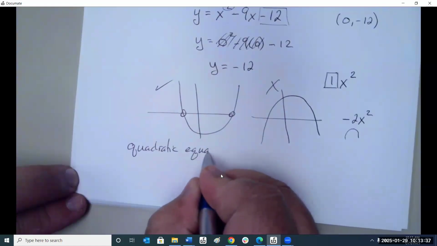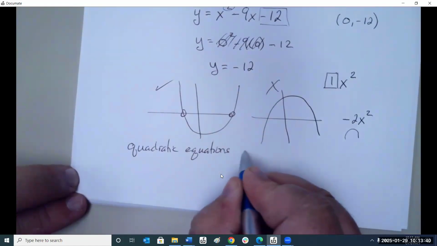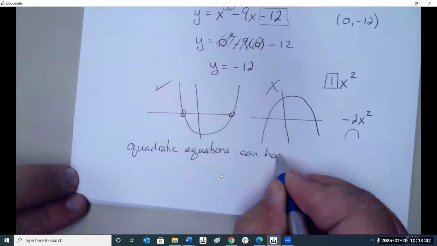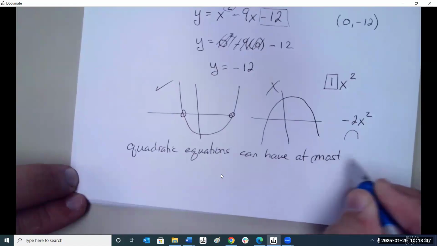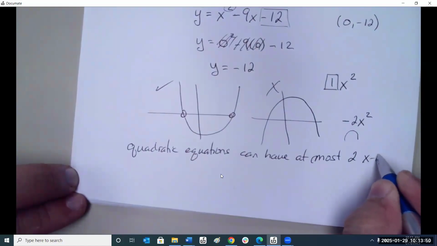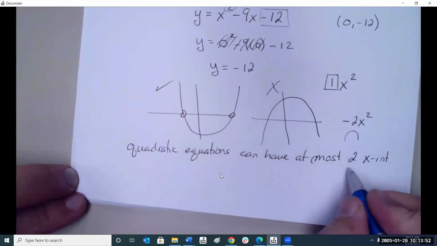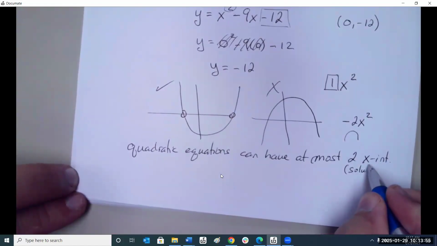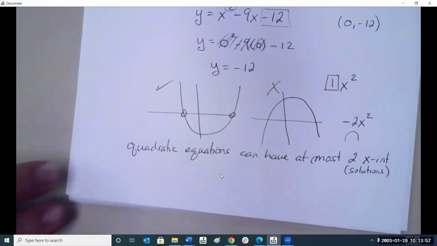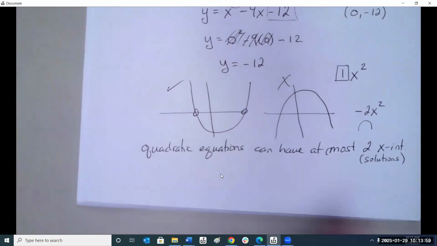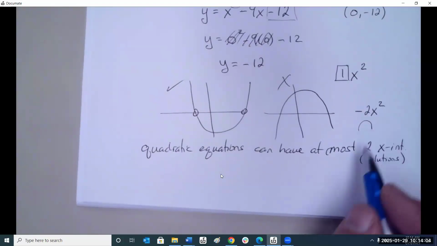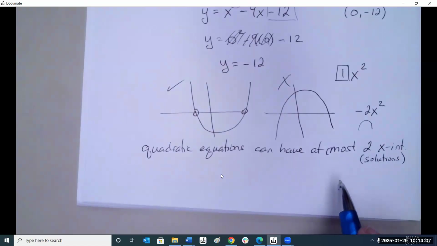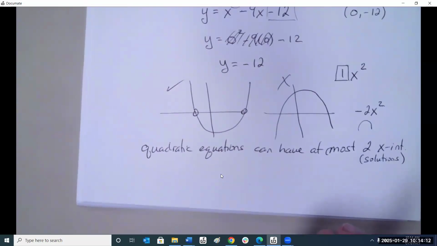Quadratic equations can have at most 2 x-intercepts or solutions. Quadratic equations, if your degree is 2, then you can have at most 2 solutions. Why? Why is it at most 2 solutions?